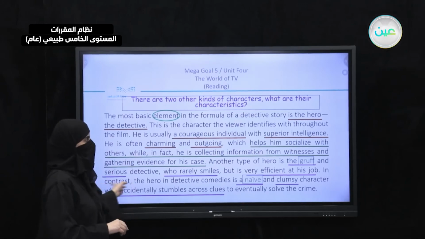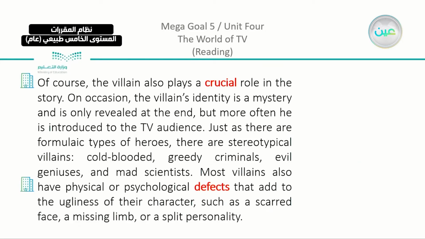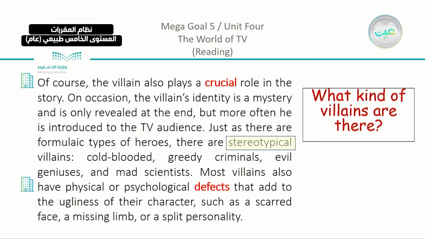Okay, now the opposite of the hero is the other side, which is the villain. Yesterday we explained the word crucial, and we said that the villain plays a very crucial part in the story. And there are also types of villains, like before when I mentioned that there are three types of heroes. Now your question is: what kind of villains are there? You have the highlighted word, stereotypical, which means that we know the kinds, we have seen them in one way or another.